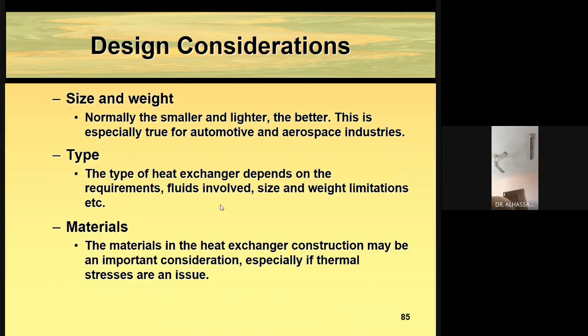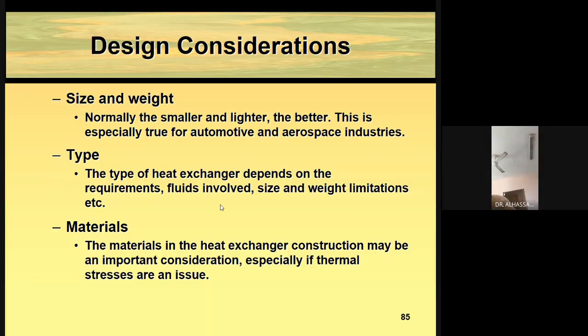The next thing is the size consideration, size and then the weight. We don't need to design a heat exchanger that will cover the whole company. It should be moderate, and the size is very important. And then the type of heat exchanger. Do we need cross flow, or let's say parallel flow situations? Which type of heat exchanger do we need? We also need to talk about that.